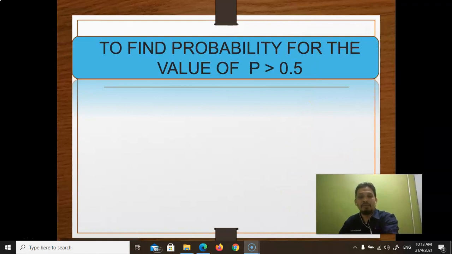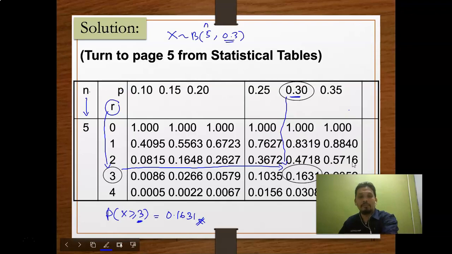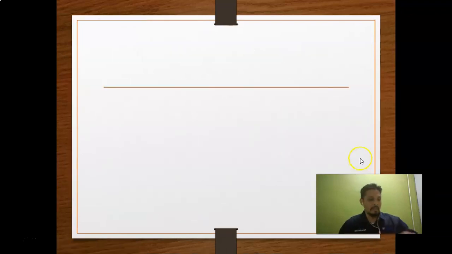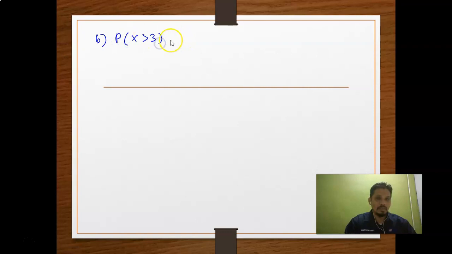Okay, find the probability of value of p greater than 0.5. Okay, the next question, B, just now the probability of x greater than 3. For this one, we refer to the value of r, which is after the 3 because it does not include 3 but is greater than. So it is probability of x greater than or equal to 4.